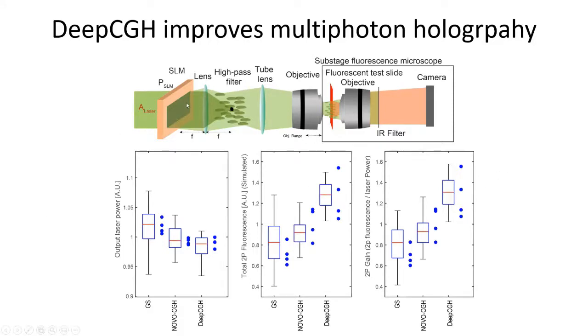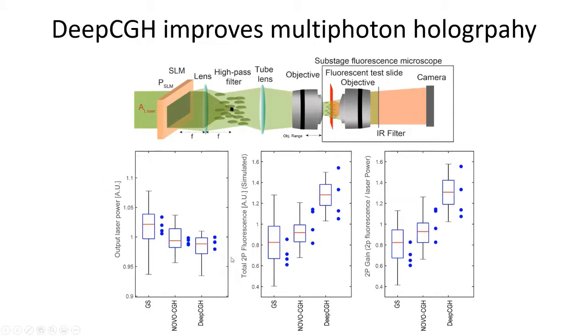So what we did is we computed the same 3-dimensional hologram using the 3 types of algorithm that we've been discussing: Gerchberg-Saxton, the easy one, Novo-CGH for direct optimization, and Deep CGH. We've done that for a bunch of holograms. We've gotten simulation and experimental results.